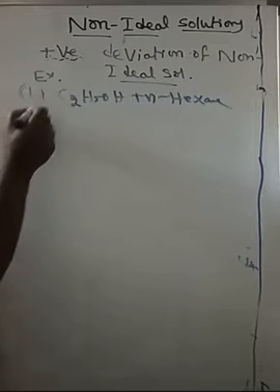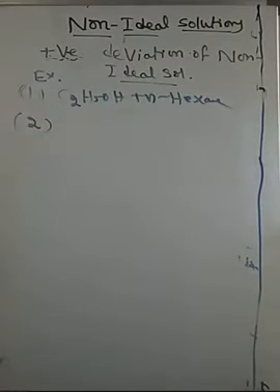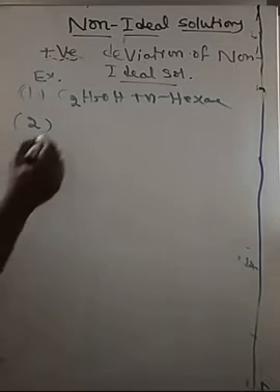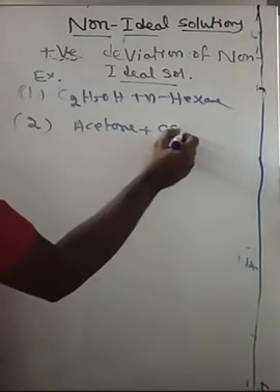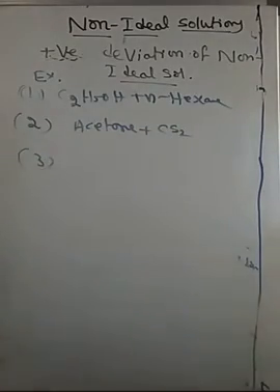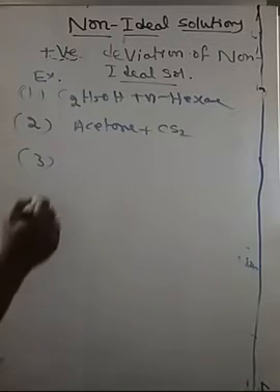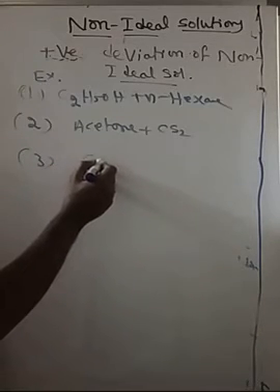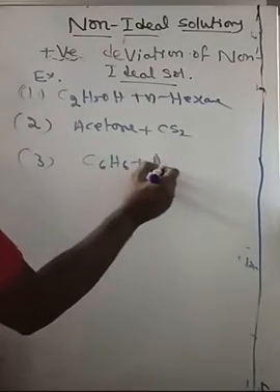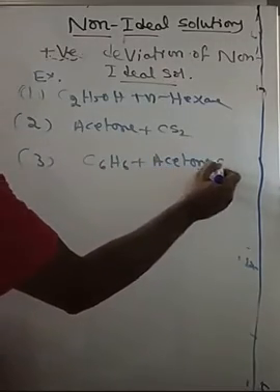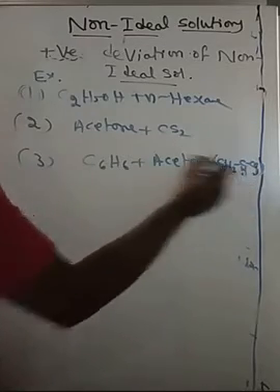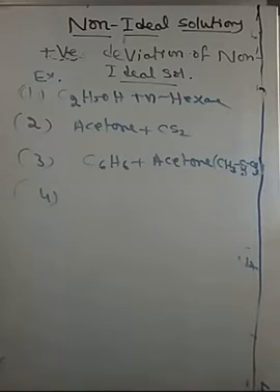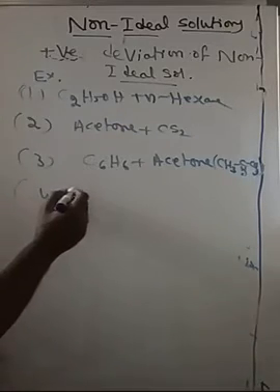Here are examples of non-ideal solutions. In other examples, I can take acetone and carbon disulfide. Acetone plus carbon disulfide. Next, the third one is benzene and acetone, C6H6 plus acetone. Acetone formula is CH3COCH3. And next, one more example can take acetone and ethyl alcohol.